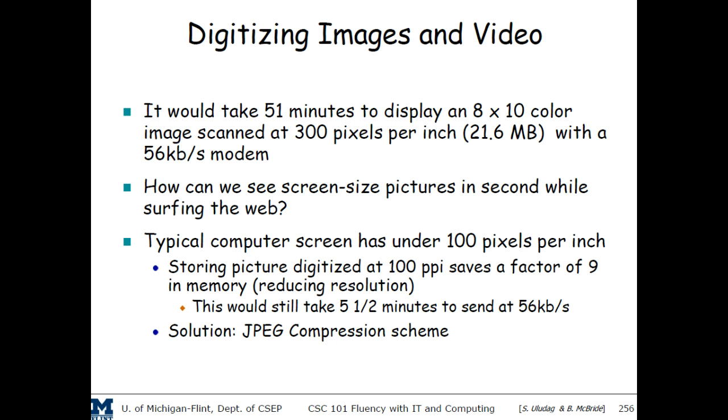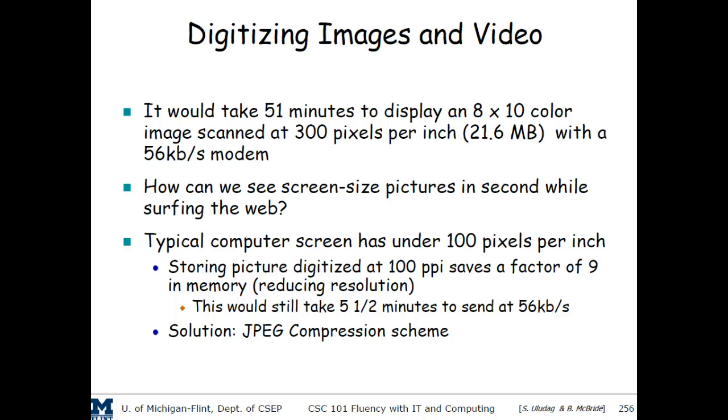So let's continue to look at issues related to compression of information. Here we're going to consider an 8x10 color image that we've scanned at 300 pixels per inch. That's linear, 300 pixels per inch. This image would require 21.6 megabytes to store in the computer. Let's take a moment to calculate why that is true.